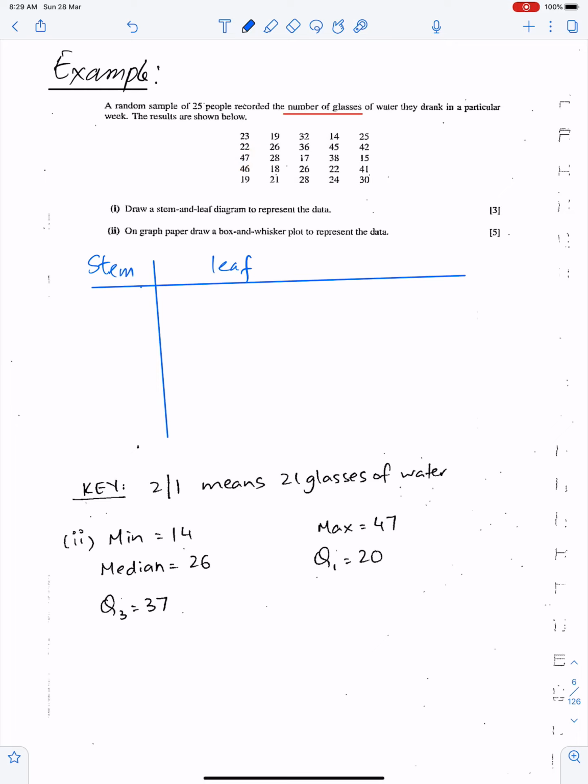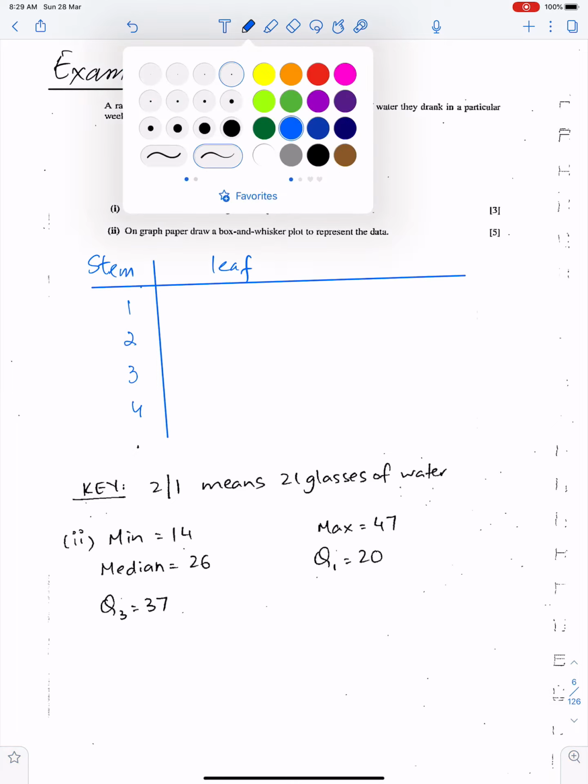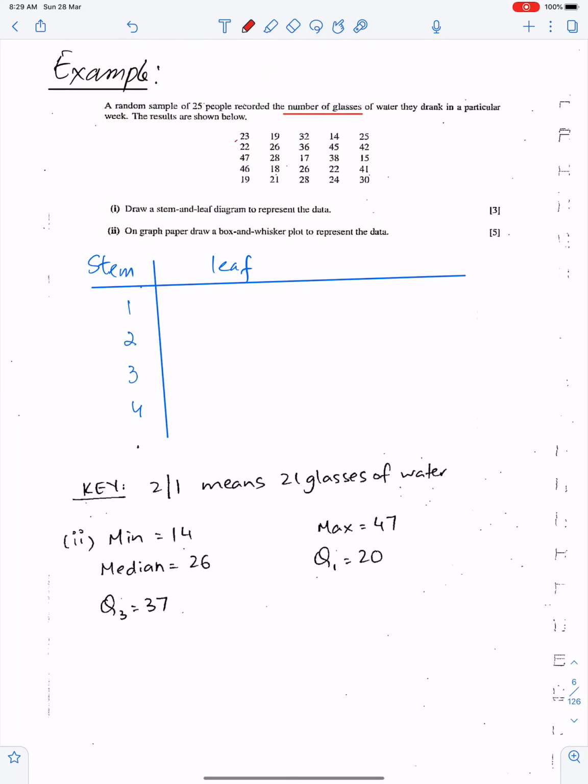So you should write 1 here, 2, 3, 4. Now cancel the first observation. It's 23, write 3 here. And you will read this as 23. Cancel this second observation, right here. Then 32, 2 should be in the column of 3. 14, 4 should be here.